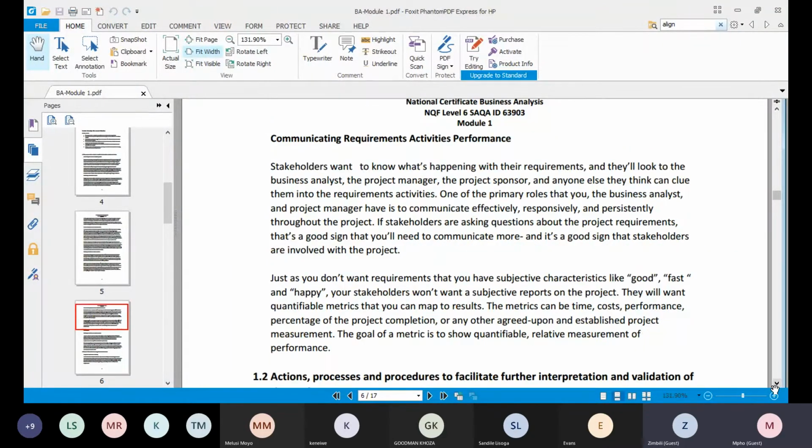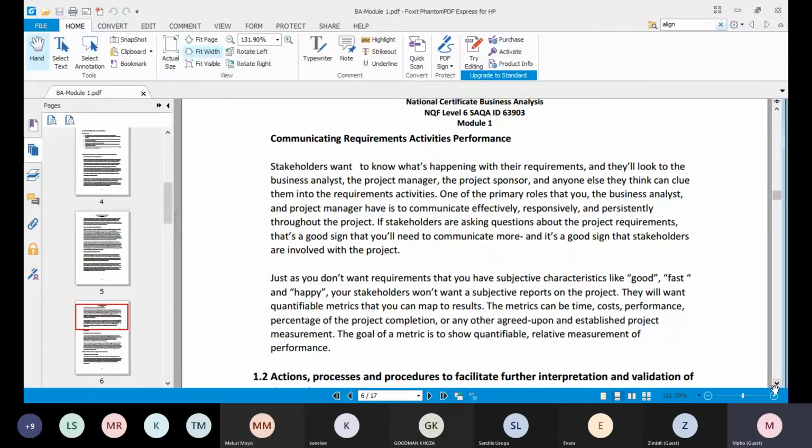Communicating requirements activity performance refers to keeping the stakeholders up to date. It's part of the communication plan, where you keep updating your stakeholders about the requirements. You don't have to tell them which programming language, or use technical jargon, because you communicate with different stakeholders at different levels: end users, project sponsors, and directors. So you don't have to use technical jargon when it comes to this update of stakeholders.